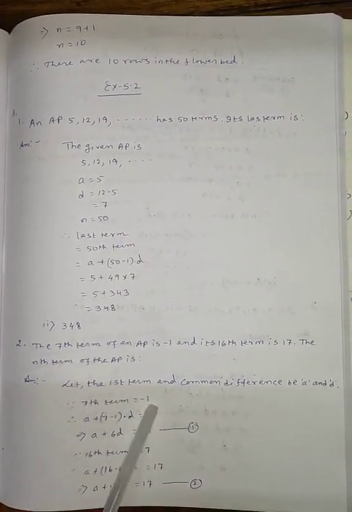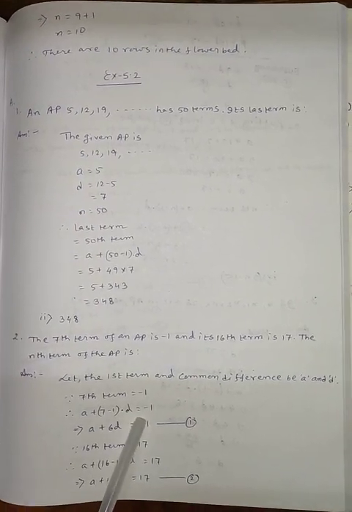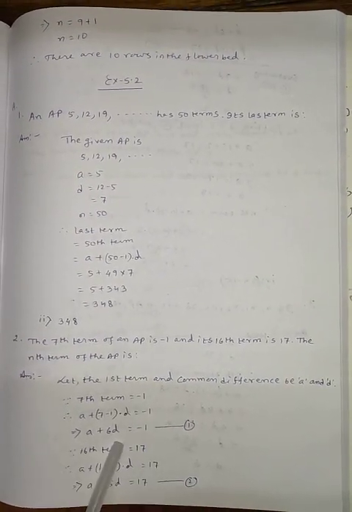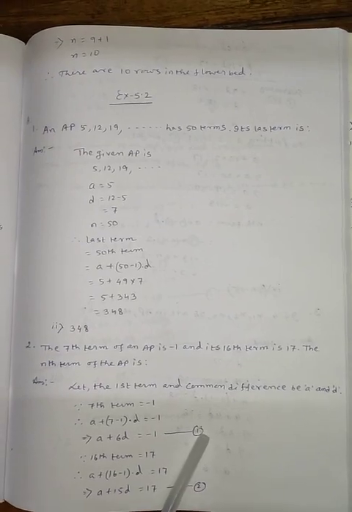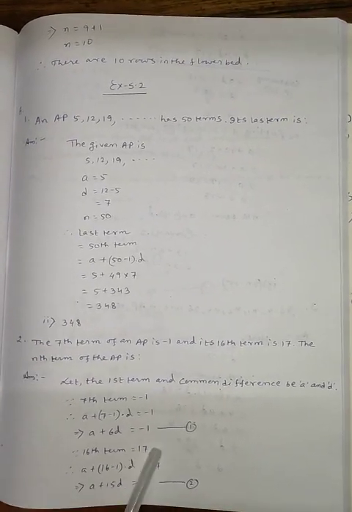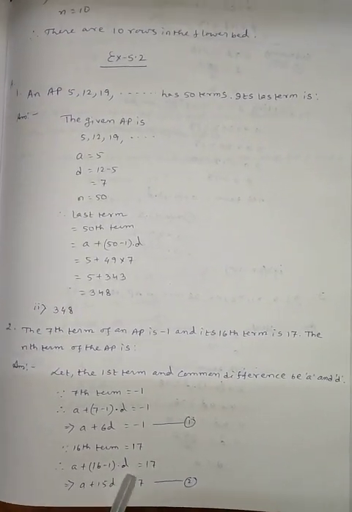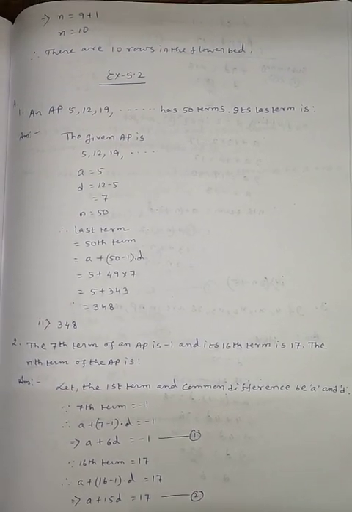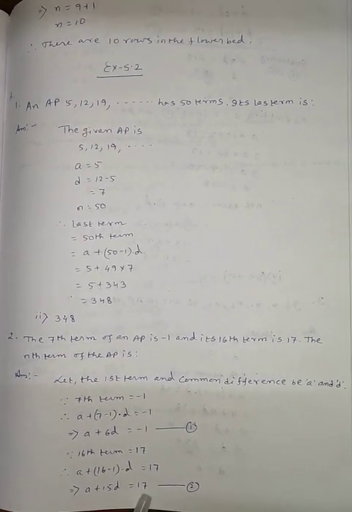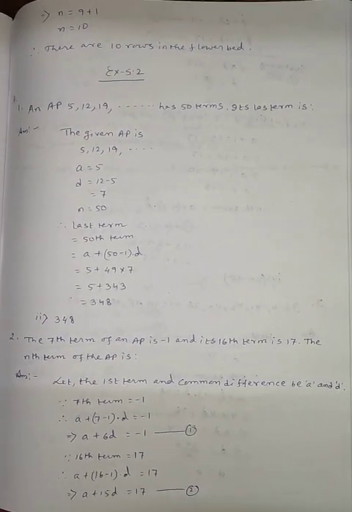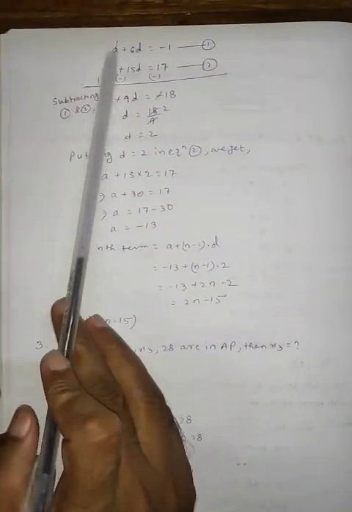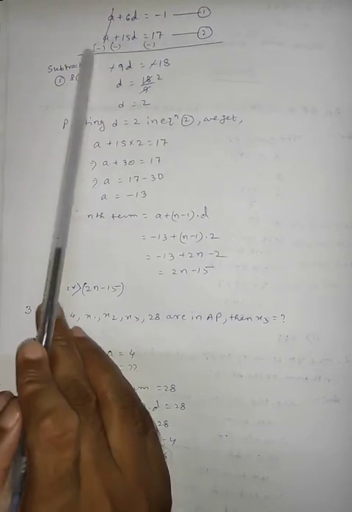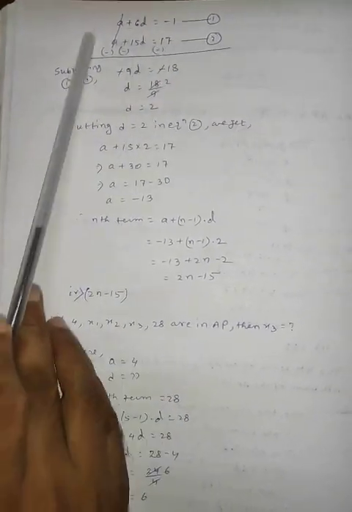Since 7th term is minus 1, A plus (7 minus 1) into D equals minus 1. That is A plus 6D equals minus 1. First condition. 16th term 17. A plus (16 minus 1) into D equal to 17. That is A plus 15D equals 17. That's your second equation. Now both the equations we are going to solve. A plus 6D equals minus 1. A plus 15D equals 17. Subtract both the equations.